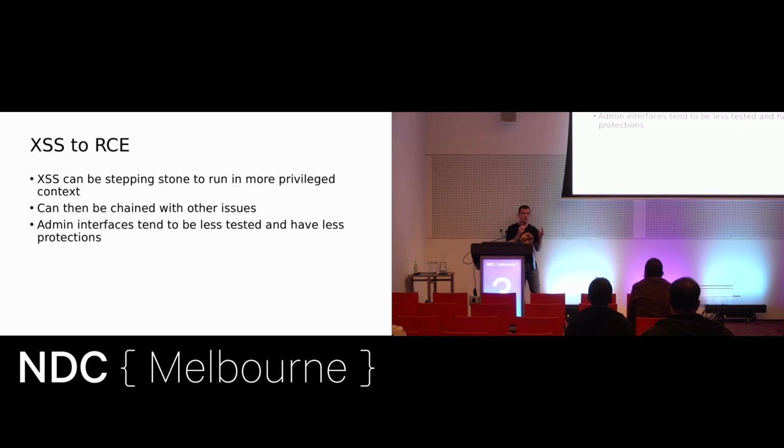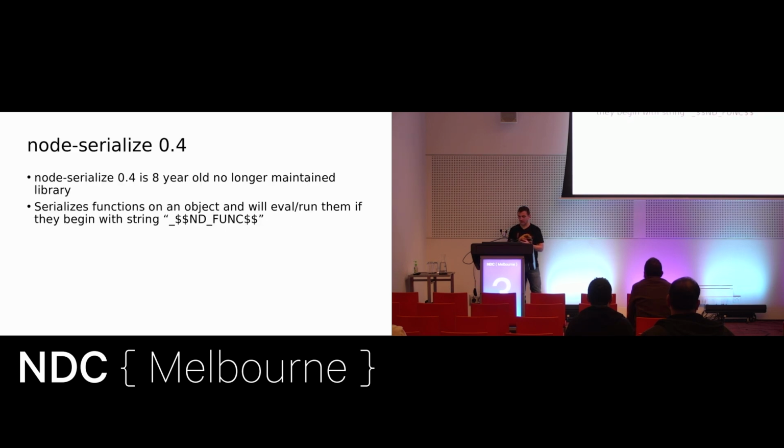I'm going to chain XSS with another issue, so I'm going to use XSS to trigger this particular issue in order to run code on this machine. Now, there's an issue in a library called Node Serialize. I'm not picking on this library, maybe a little bit. It is 8 years old. So this is a very old library. It's no longer maintained. It has known issues.